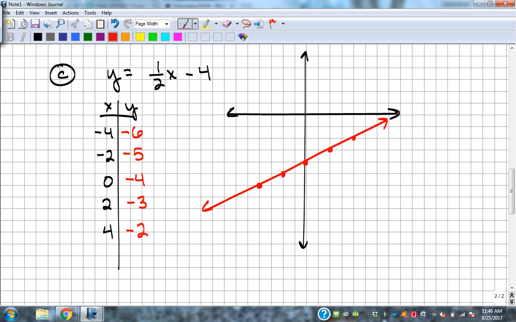So anytime there's a fraction in front there, look at the denominator. Pick your numbers according to that denominator, numbers that the denominator will go into evenly. Okay? All right.